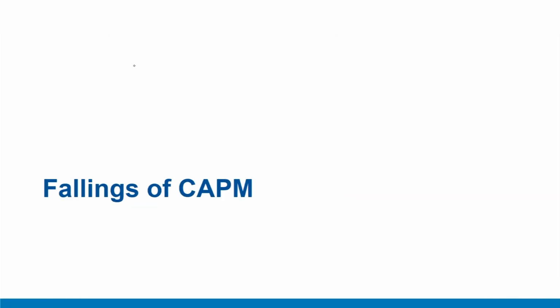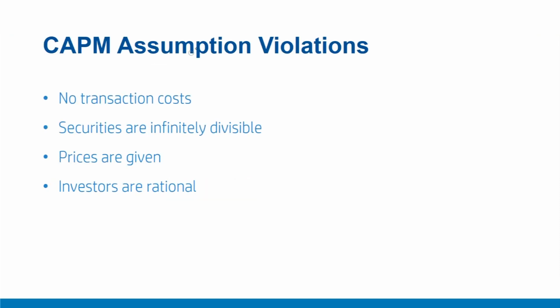Failings of CAPM. In this video, we'll talk about certain assumptions of CAPM that are violated in real life scenarios. First, CAPM assumes no transaction costs, that is, absence of frictions such as bid-ask spread, security transaction taxes, and brokerage charges, commissions. However, we know that in real life, such transaction costs do exist, and many times these transaction costs comprise a large fraction of trading costs.